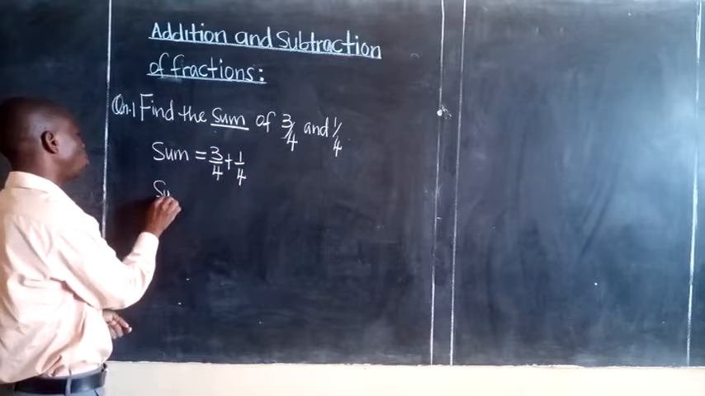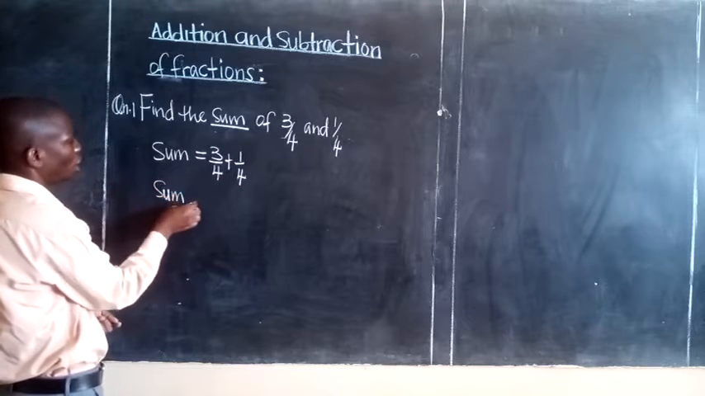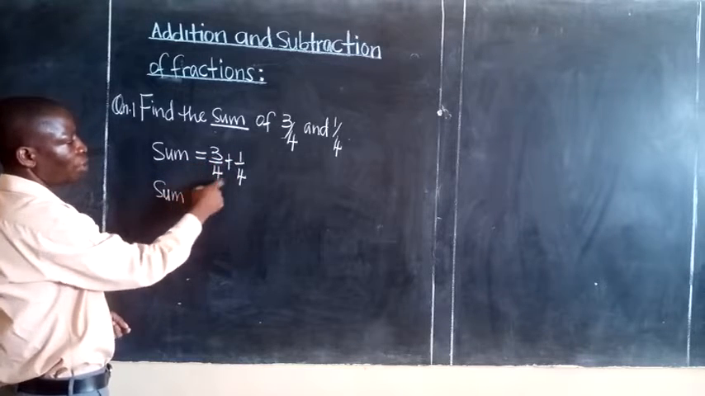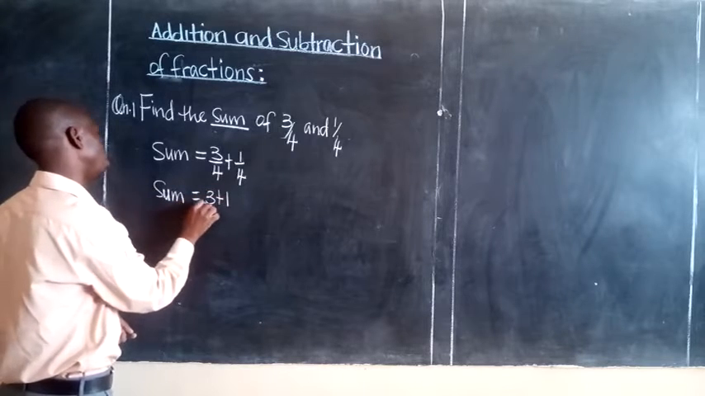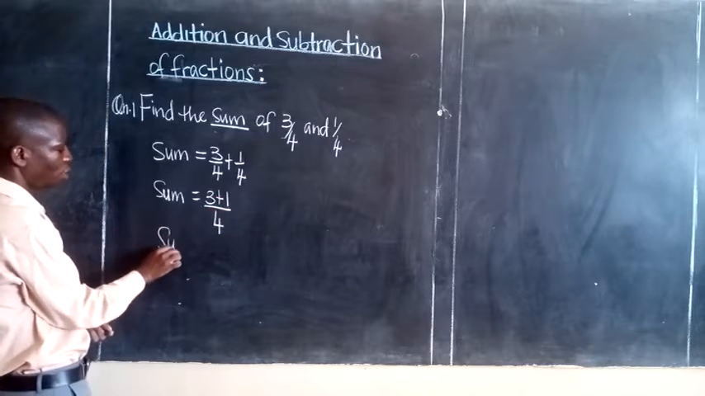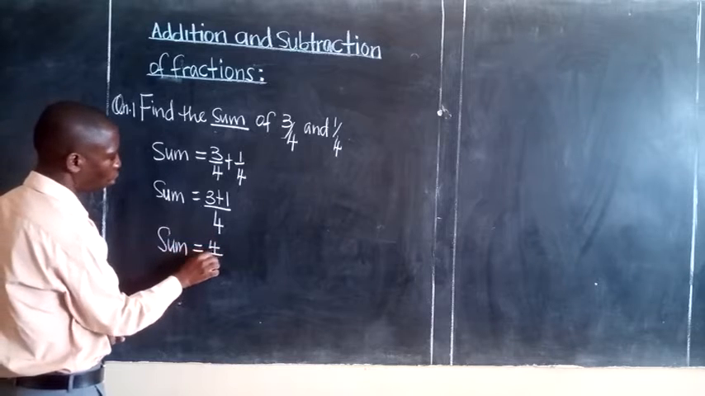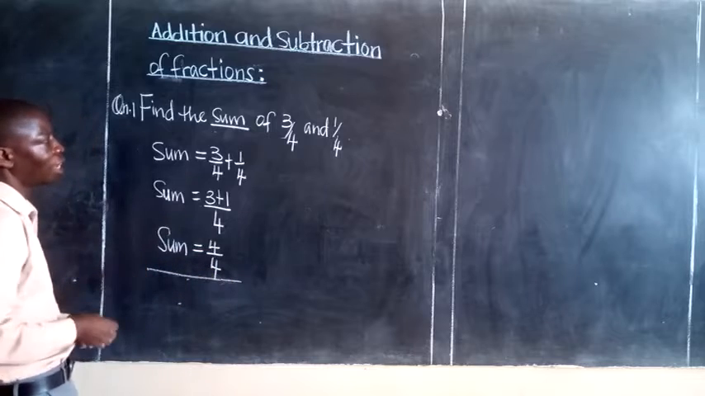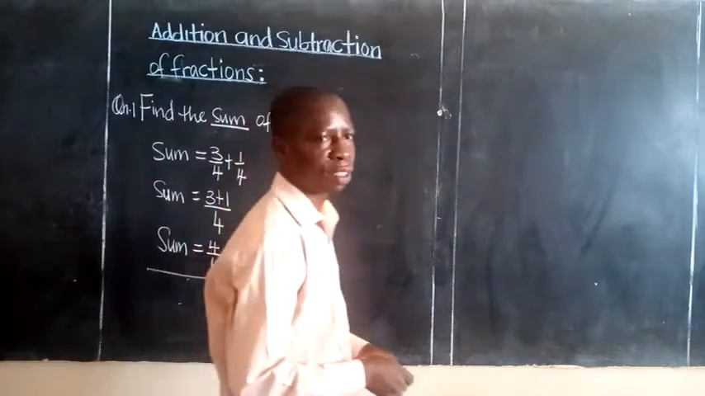Our sum now is going to be, we deal with all the numerators and leave alone the denominator. So it is 3 plus 1. Then the denominator is just maintained. And our sum is going to be 4 out of 4. So this is the sum.